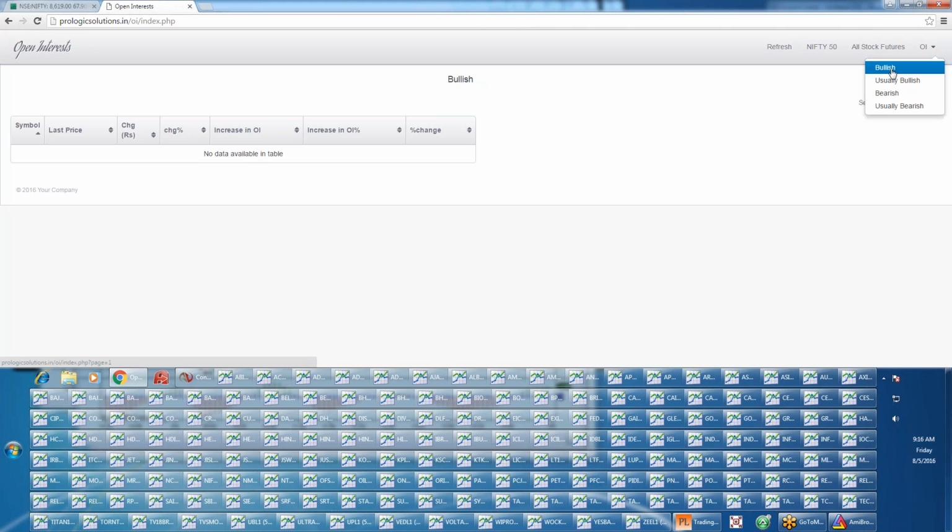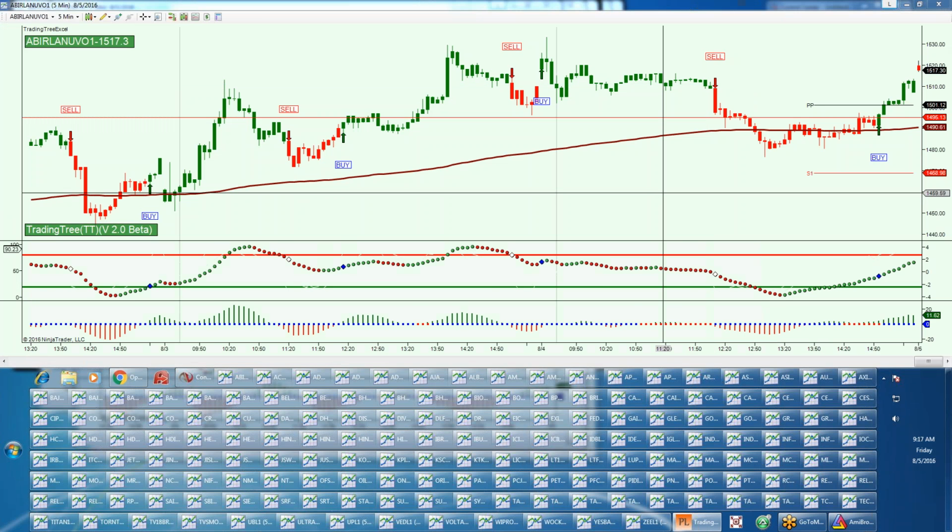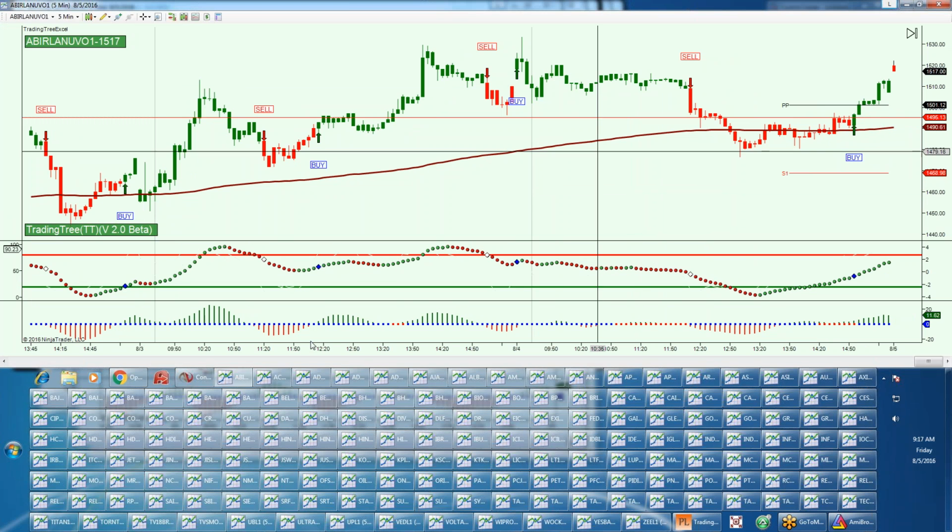So you have bullish strips, usually bullish. So I'm just going to open this in new tabs. So you have the usually bullish and you have the bearish ones, and usually bearish. So this will get populated at 9:25. So we'll have to just wait. So other than this, we do have the charts opened.